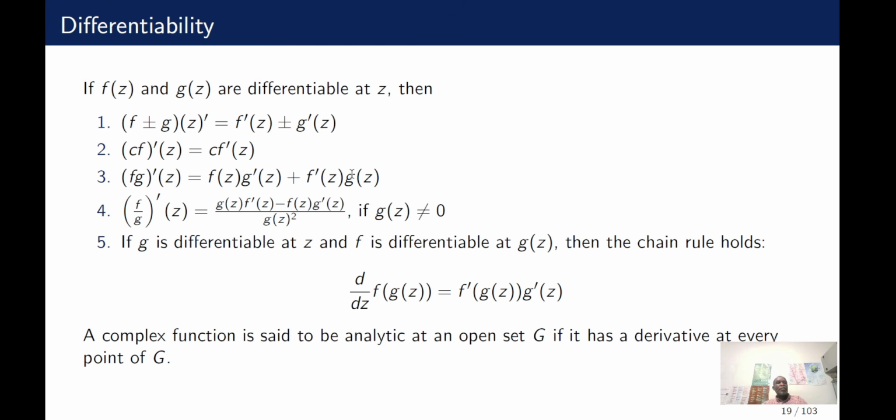Derivatives, we defined them using limits, so they will inherit properties of limits. So the derivative of a sum will be the sum of the derivatives. So for plus or minus, you get that. If you differentiate a constant multiple, it will be a constant multiple of the derivative of that function. So you can factor out a constant multiplication.